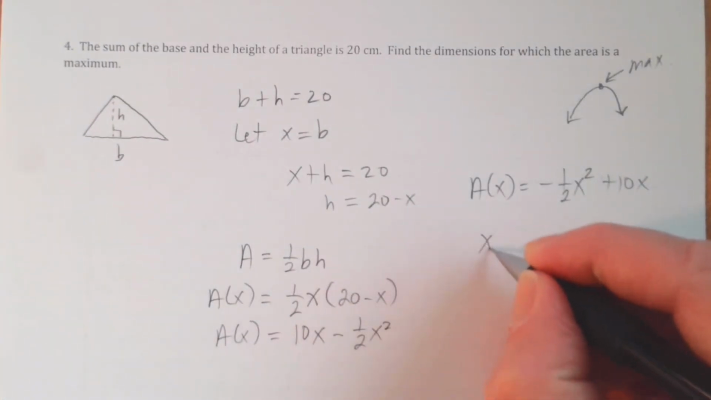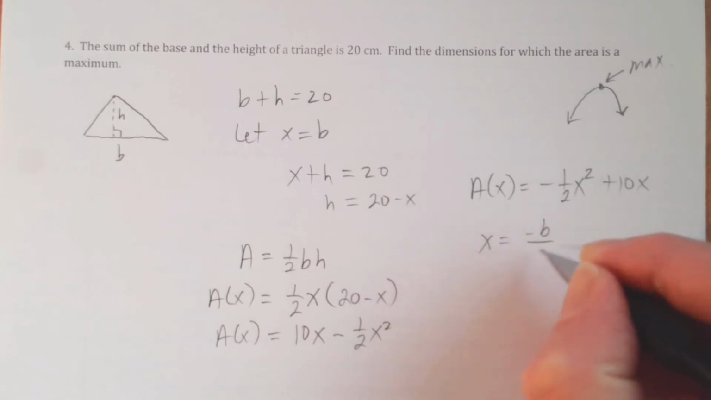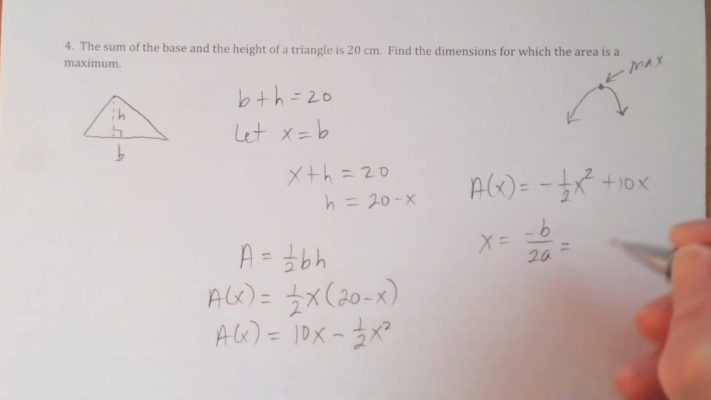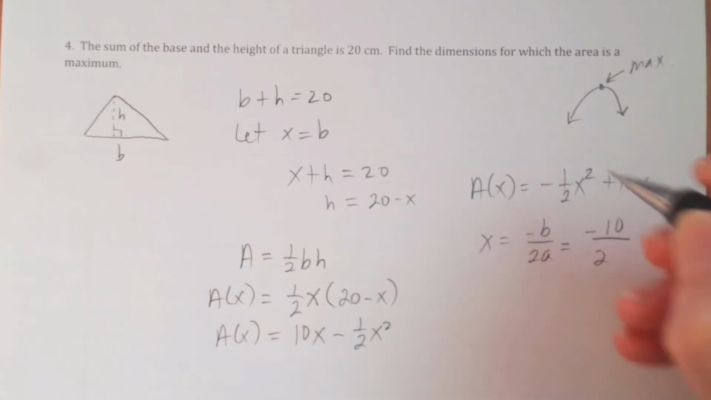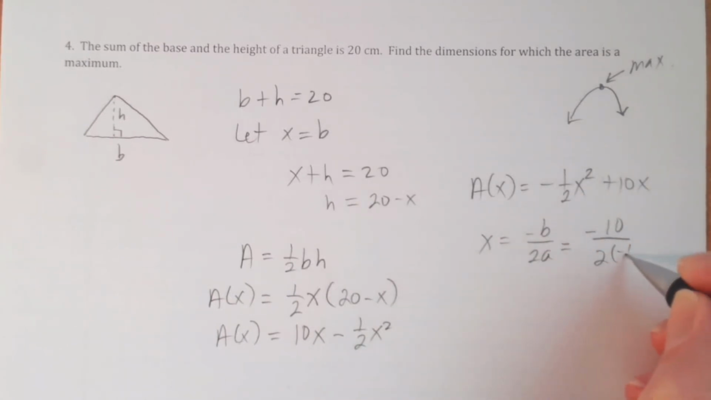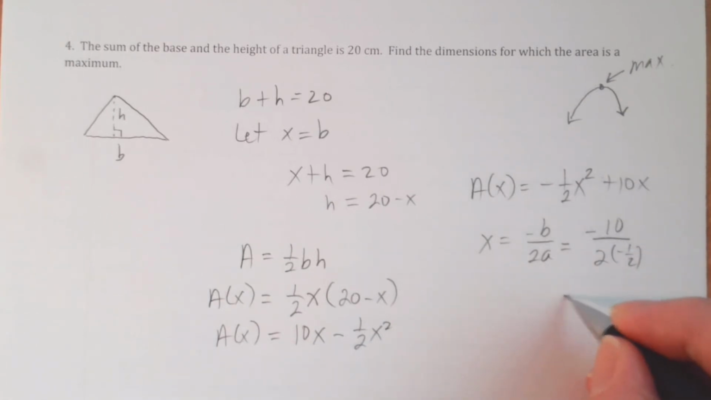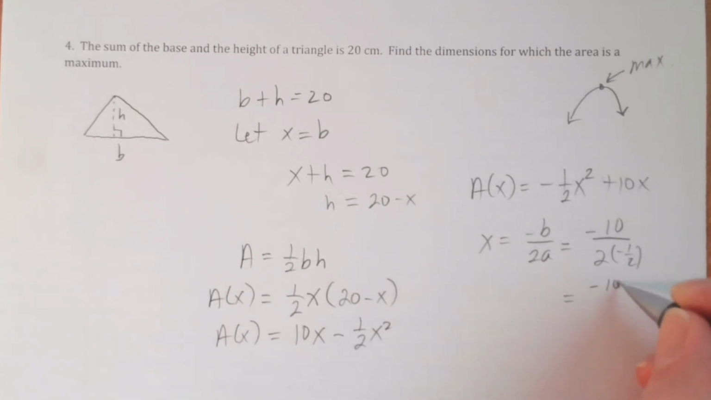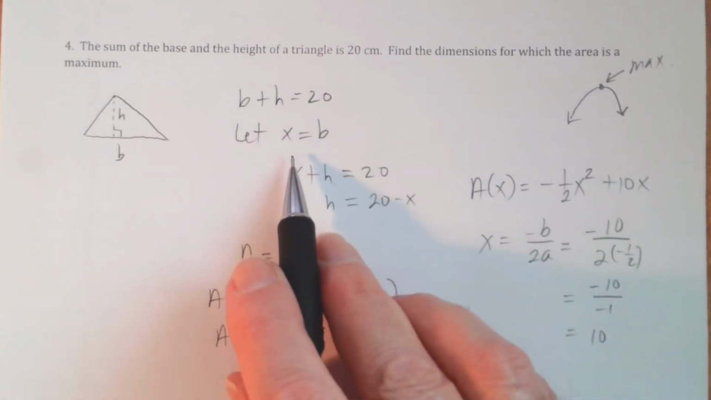So we have the vertex formula, x equals negative b over 2a. So in this case, it would be negative 10 over 2 times a, which is negative 1/2. So that's going to be negative 10 over negative 1. And so we get 10. Now, that is x, which was the base.